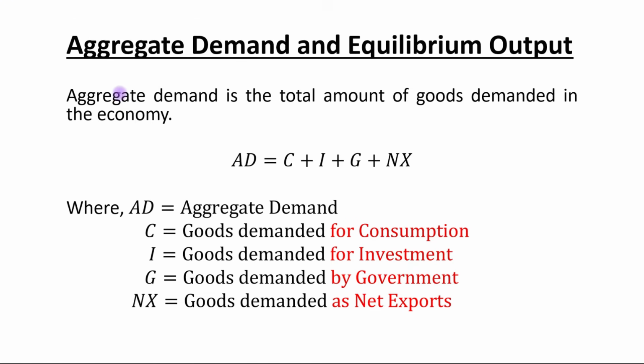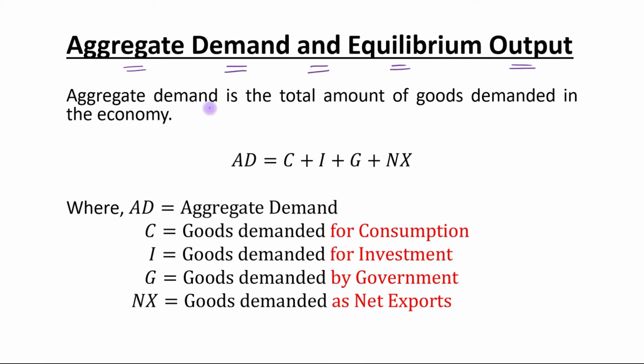Hello students, today we are going to start chapter number 9 of Dornbusch Macroeconomics, that is income and spending. The first topic that we will study in this chapter is aggregate demand and equilibrium output.